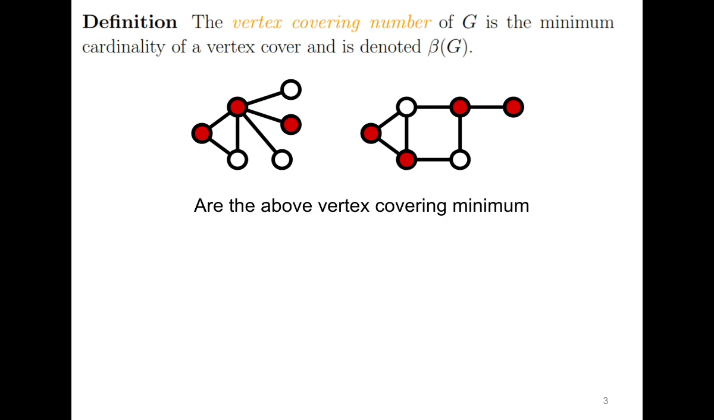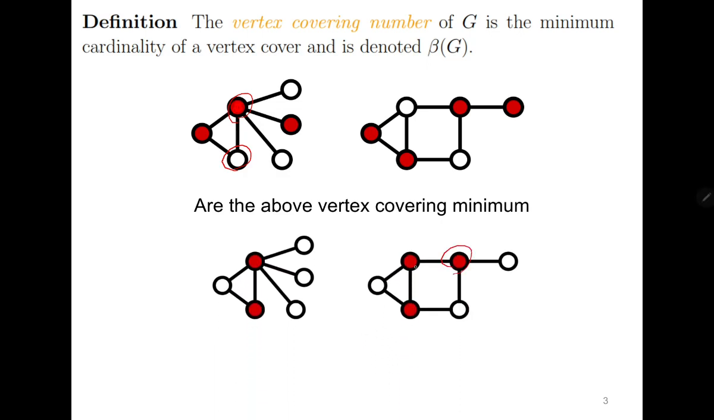You can observe that both of them are not minimum, because in this case you can choose these two vertices and all the edges would be covered, since this vertex is covering so many edges. Similarly in the other case, if you choose 3 vertices instead of 4, then also our job is done. So the vertex covering number, beta g, for this graph is equal to 2, while for this graph it is equal to 3.